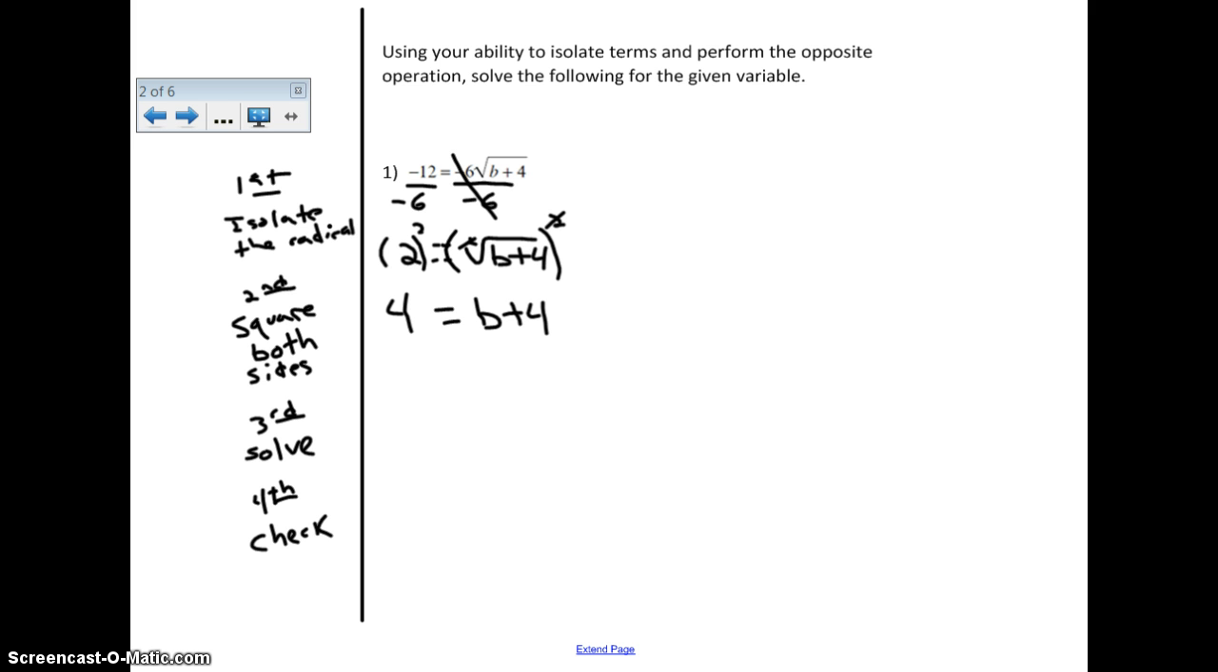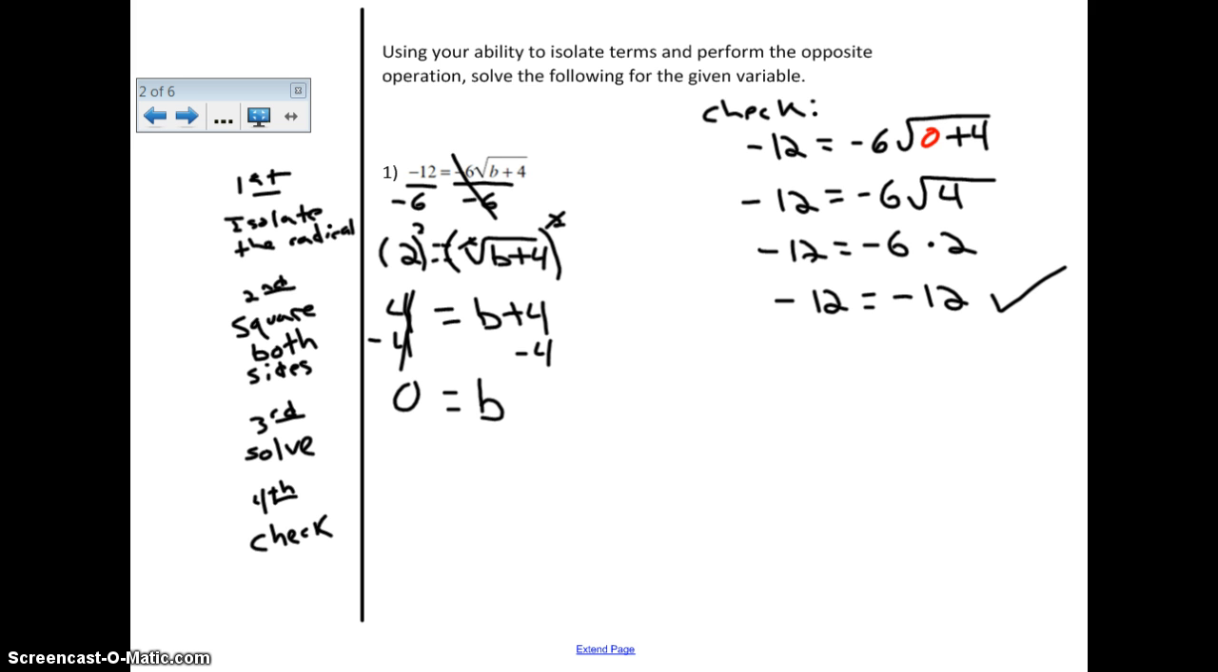But let's go back to 4 equals b plus 4, and go ahead and solve that. Subtract 4 from both sides. You get 0 equals b. Okay. So now that we've solved, we need to check in the original problem. So make sure you do that. Go ahead and plug in 0 for b and make sure that it works. As you can see, when 0 is used for b, you get a true statement, so your answer checks out. 0 equals b is the solution.